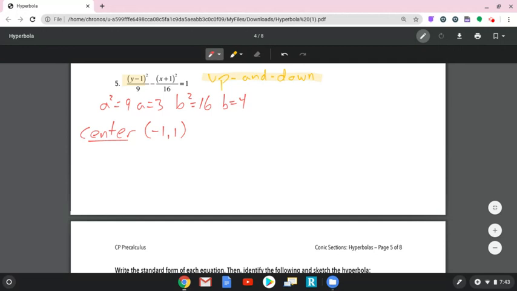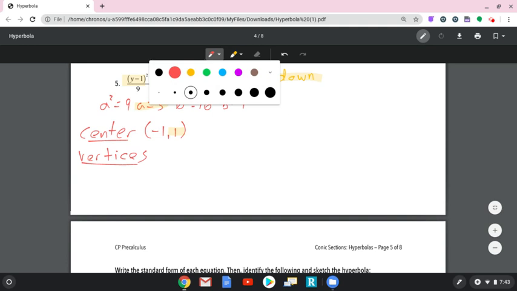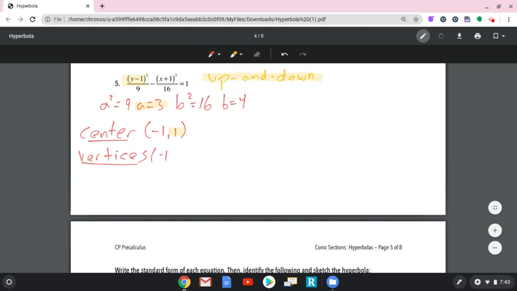Now, how do we identify our vertices? In our vertices, we add a to one of our values. How do we determine what I add a to? Well, if it's an up and down hyperbola, I am going to add a to my y value. So you're going to add a to the y value, and you're going to subtract a from the y value to find your two vertices. So you have negative 1, 1 plus 3 is 4. Negative 1, 1 minus 3 is negative 2. So that up and down helps us identify whether we add or subtract from the x or the y.